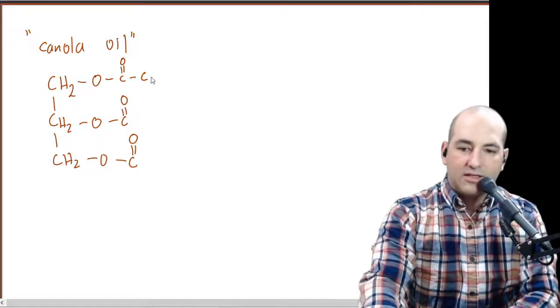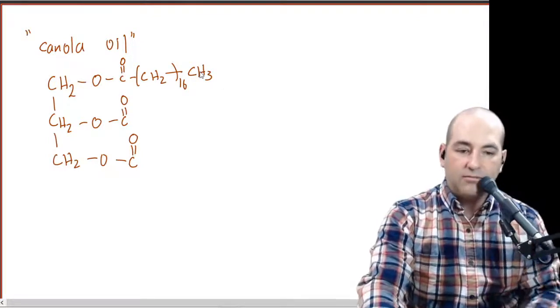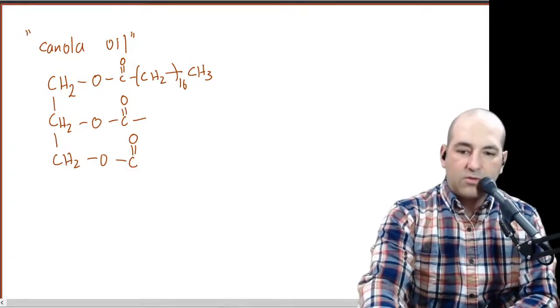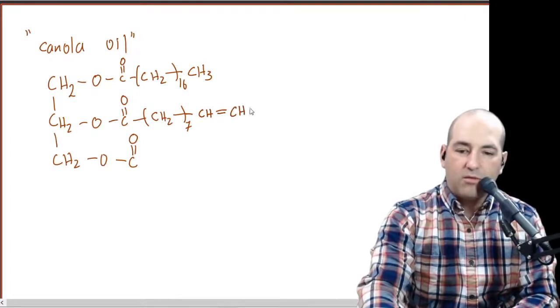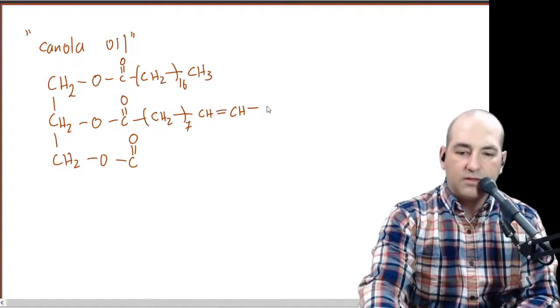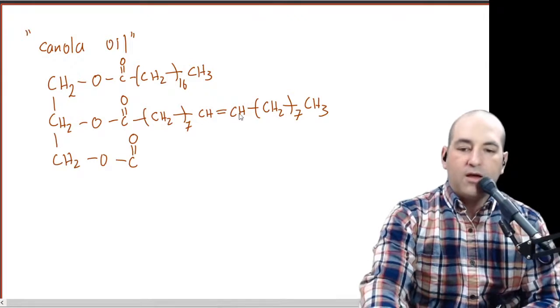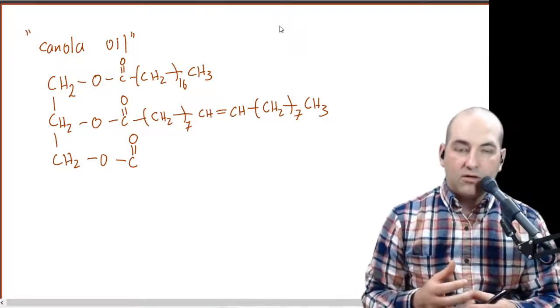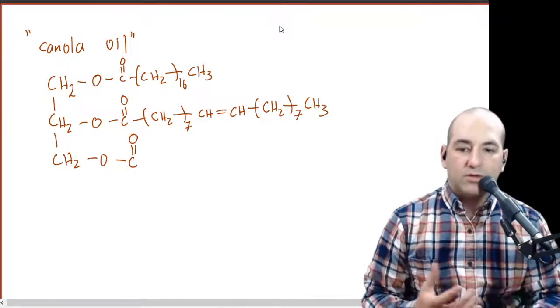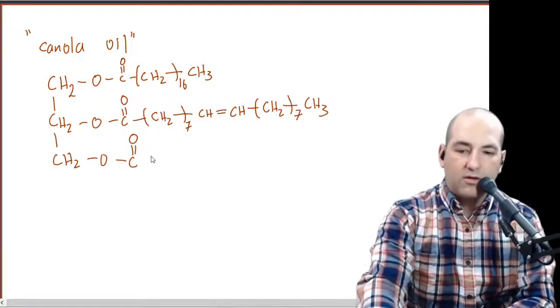We're going to do 16 CH2s and then end it with a CH3. So this is just a saturated long chain hydrocarbon. Then this next one, we're going to add one double bond. So we're going to do 7 CH2s and then a double bond, because we know oils are mostly unsaturated, which means they have these double bonds. And then we're going to add another 7 CH2s after that, terminated by a CH3. Again, this is an example of what could be in the canola oil, because this is what we're starting with, but not necessarily what absolutely is.